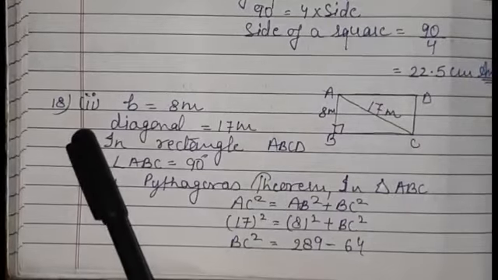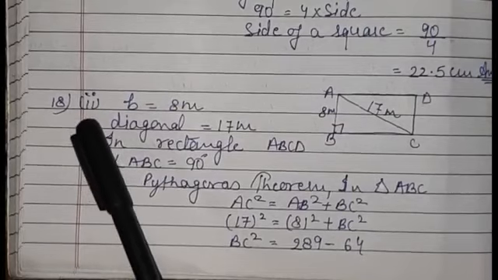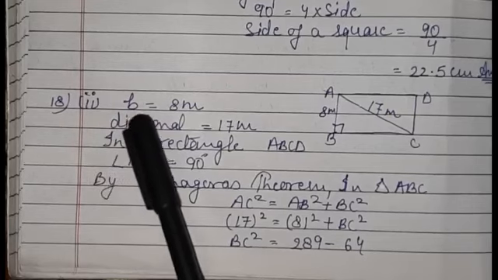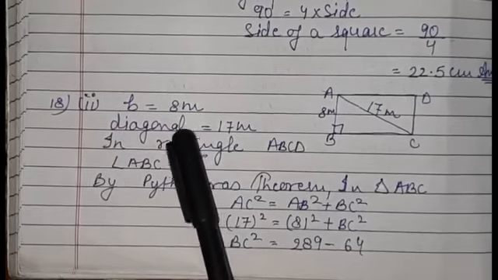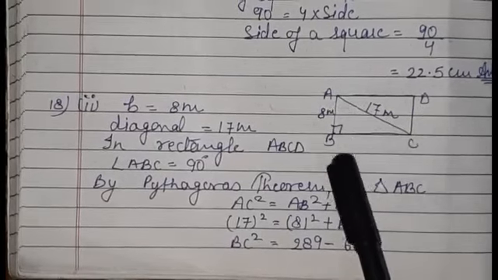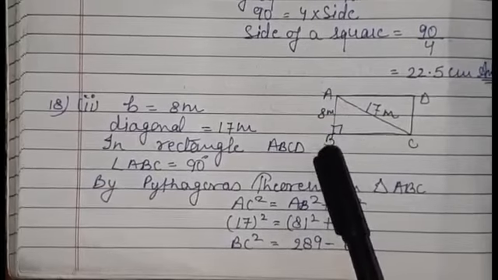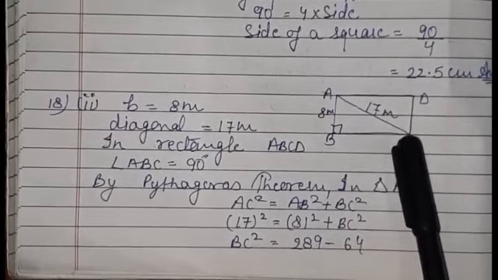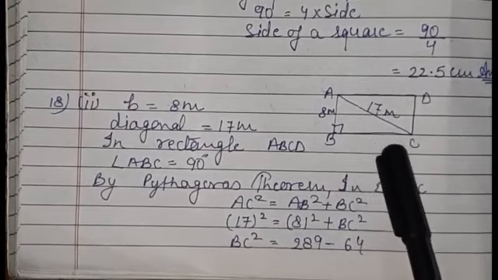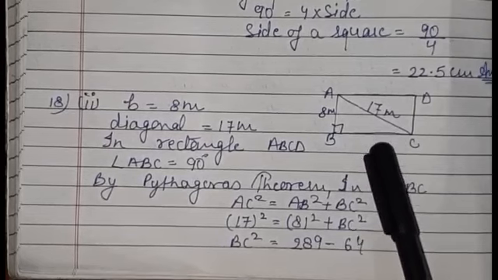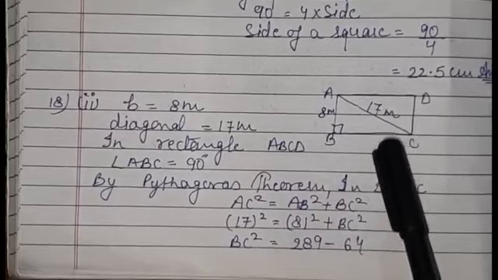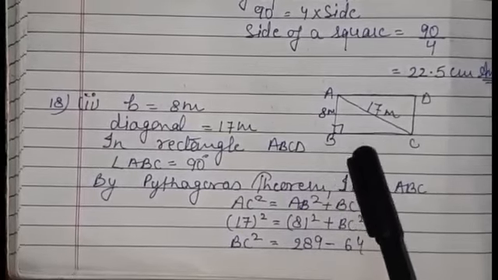Now come to sum number 18. Here I have taken the second part. Find the perimeter of rectangle if its breadth is 8 meter and a diagonal measures 17 meter. In a rectangle ABCD, breadth is given 8 meter and diagonal is given 17 meter. We know that perimeter of rectangle is 2 into L plus B. Right? So for that we need length and breadth. But here we don't have length. So first we have to calculate its length. How can we calculate its length?